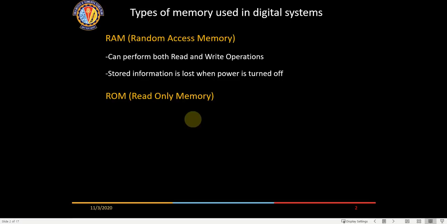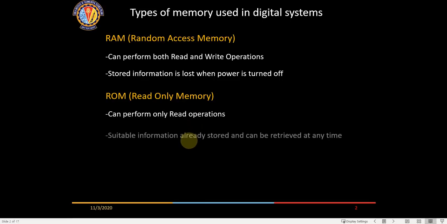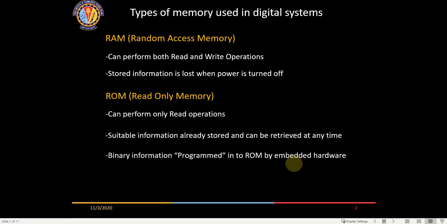Yes, sir. Okay. So they can do the read operations, and suitable information can be retrieved. It is pretty fast. This is the fastest, then the RAM, and then the hard disk. ROM is the fastest because it is just the read operation, so it will be the fastest one.